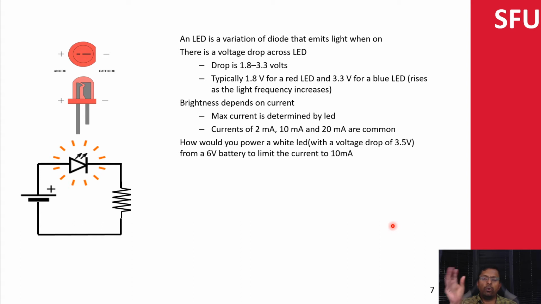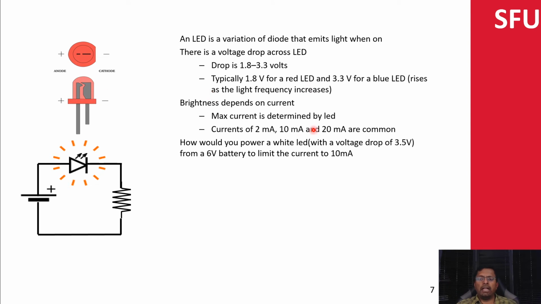Generally the voltage drop across a diode is around 1.8 to 3.3 volts. For the red LED it's 1.8 volts, and for the blue it's about 3.3. So generally the voltage rises with the frequency of the light being emitted. If you have a multicolored LED, you'll notice that the red LED lasts a lot longer than the blue and the white and all of the other colors, because it requires a lower voltage to function.